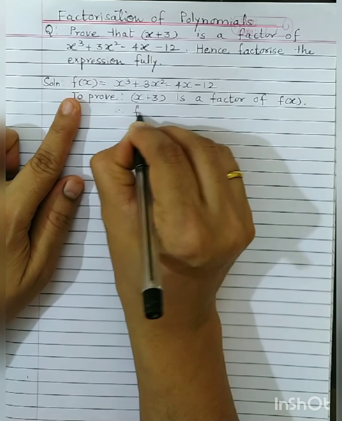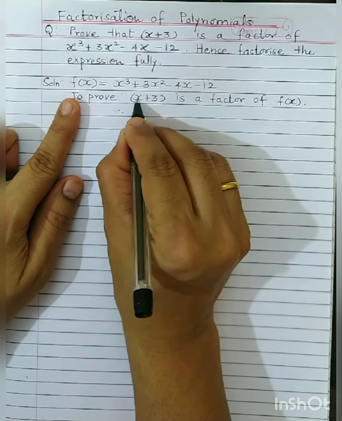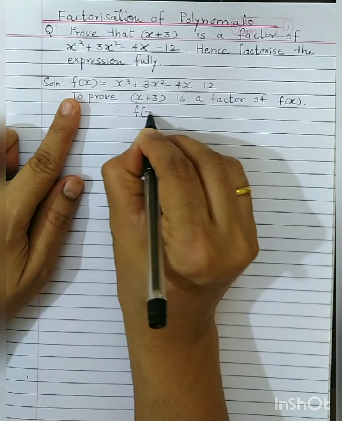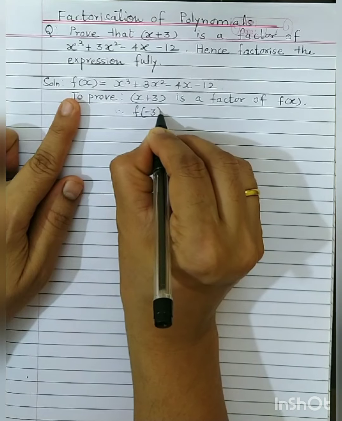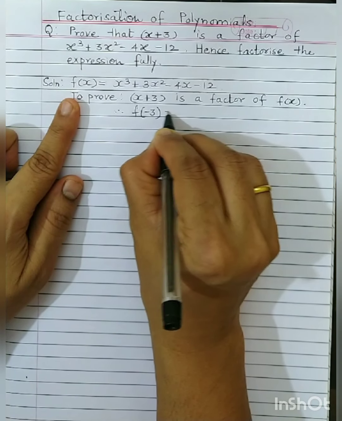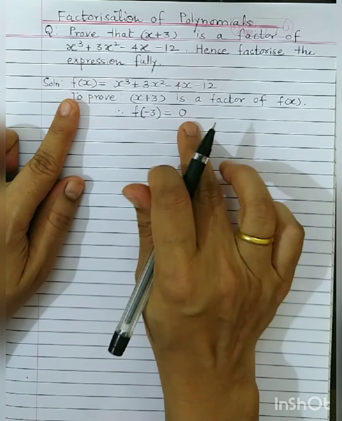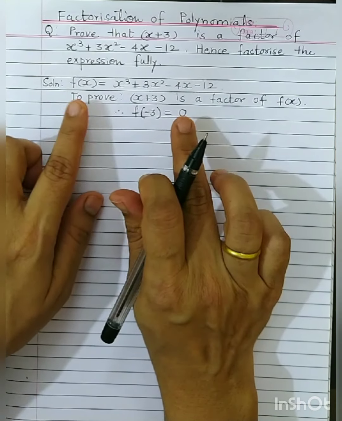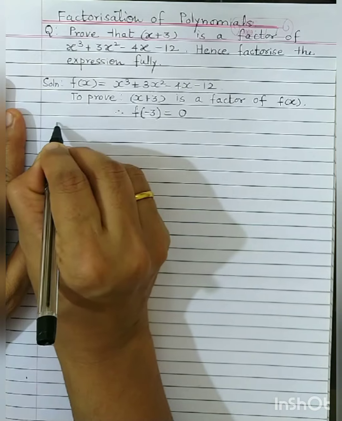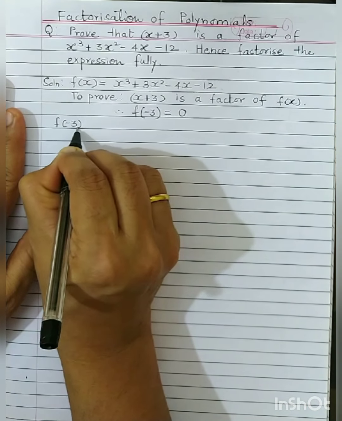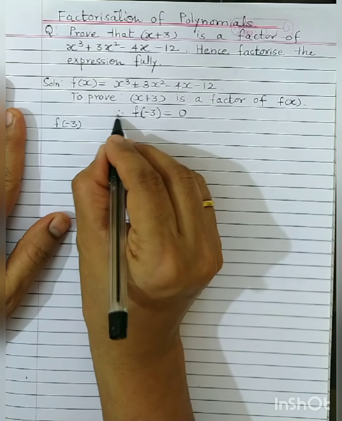And by remainder theorem, what will be the remainder here? X plus 3. So what you are going to put here? X is equal to minus 3. If you replace x by minus 3, its value should become 0. This is what we have to prove. So I will start with the left hand side. I will see if f of minus 3 is coming 0 or not.